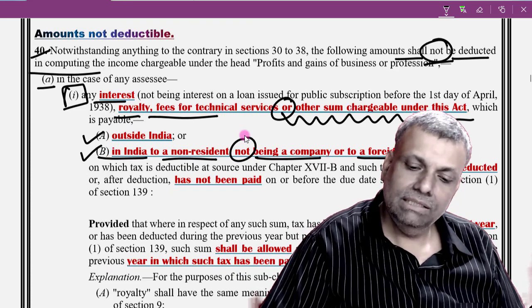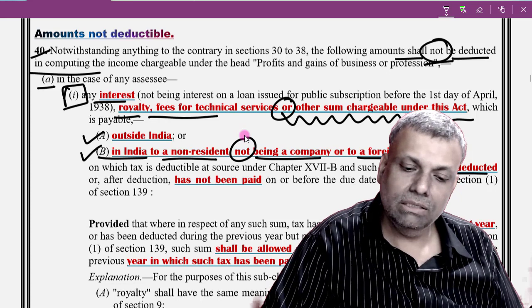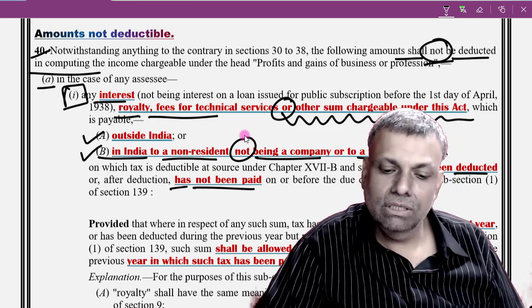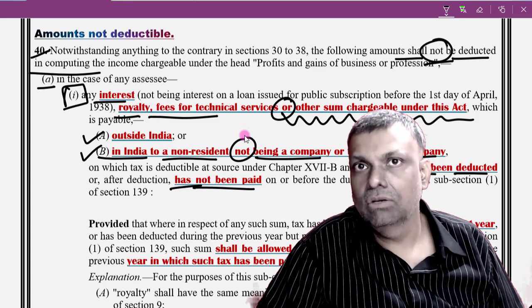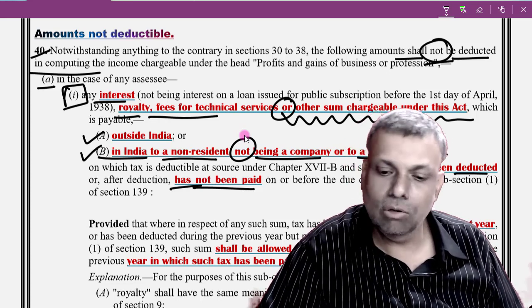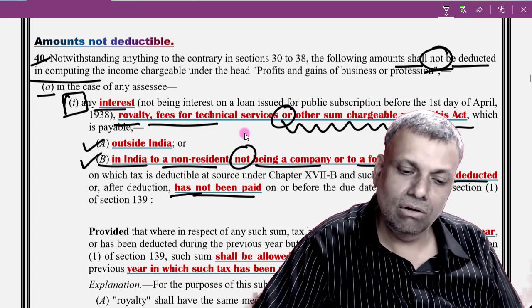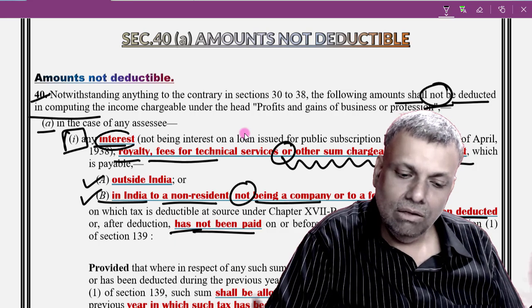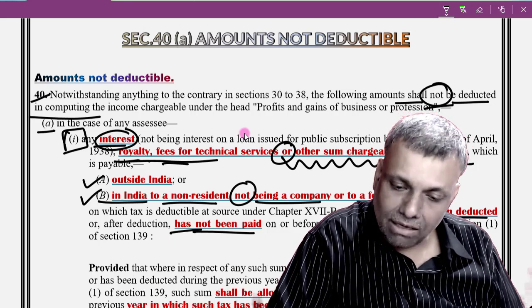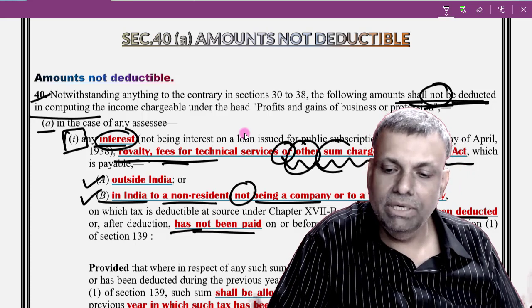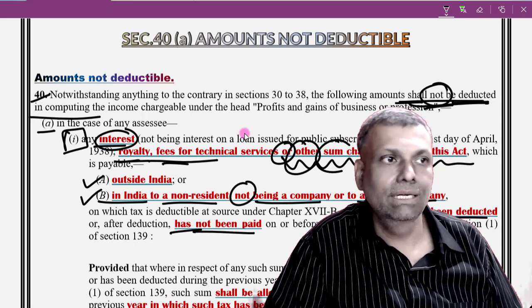In that particular case, if the tax has not been deducted, or after the deduction it has not been paid, so not deducted or not paid, that means the government is losing revenue on account of taxes. Then this particular money, interest, royalty, fees or any other sum, will not be allowed as a deduction. It will not be deducted while computing the income.